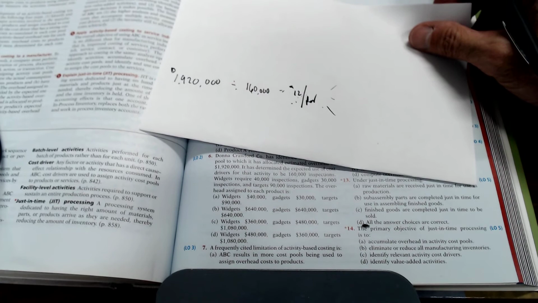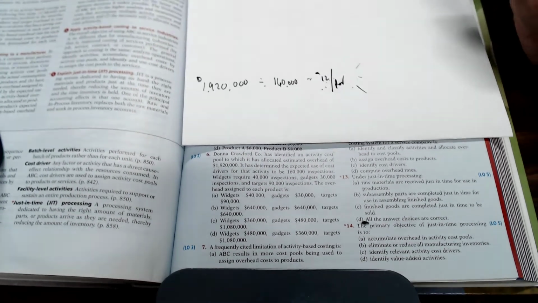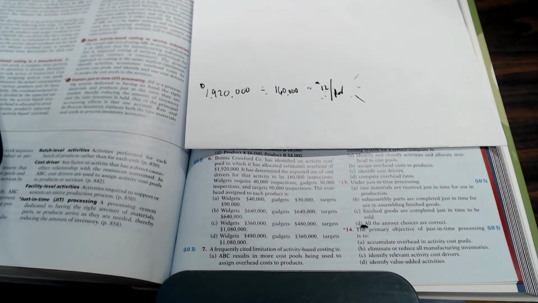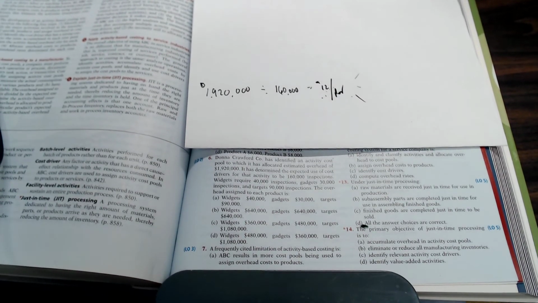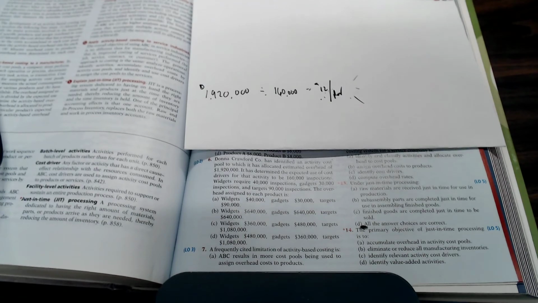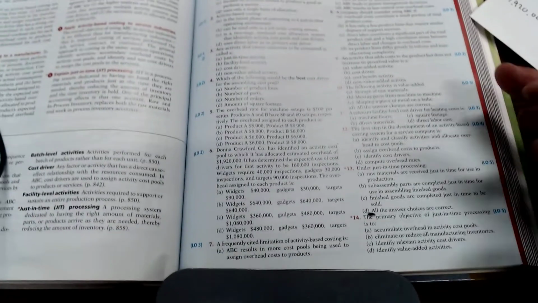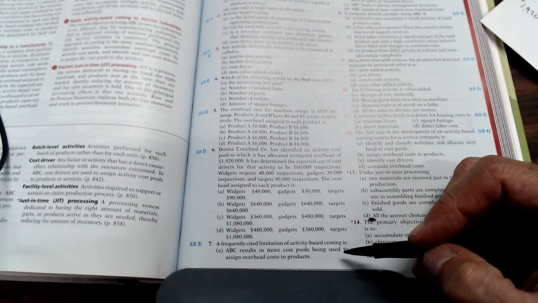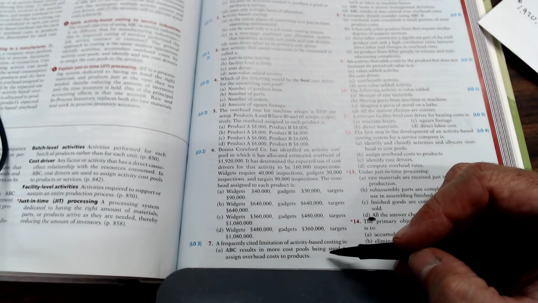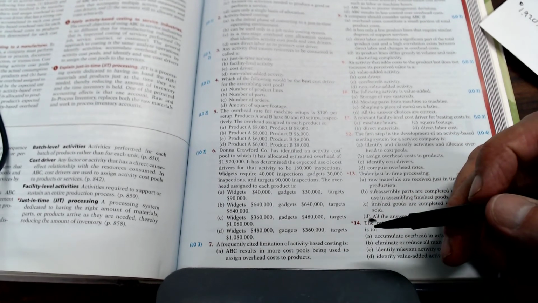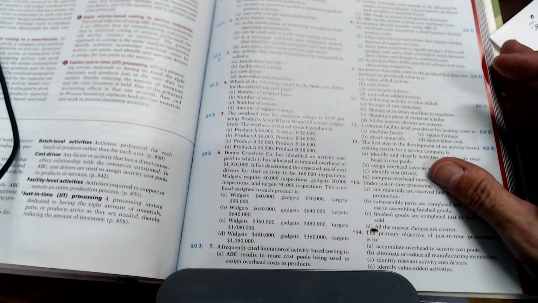Frequently cited limitation of activity-based costing. When people don't like activity-based costing, what's one of the frequently cited valid complaints? Not that, oh, it's too hard, but is it that ABC results in more cost pools being used to assign overhead costs to products? No, that's not a limitation. That's an advantage, that we have more cost pools, better control.